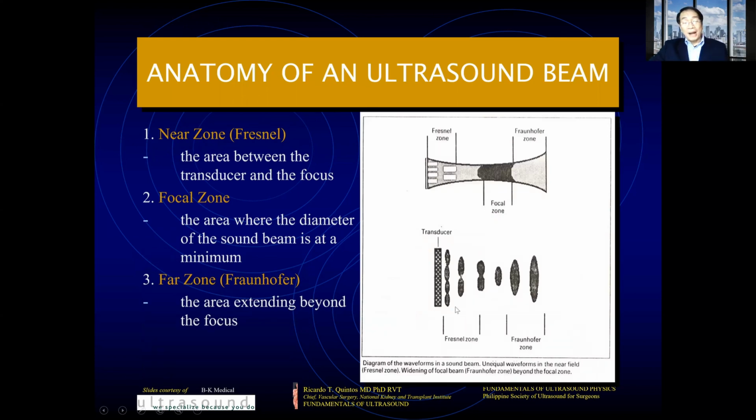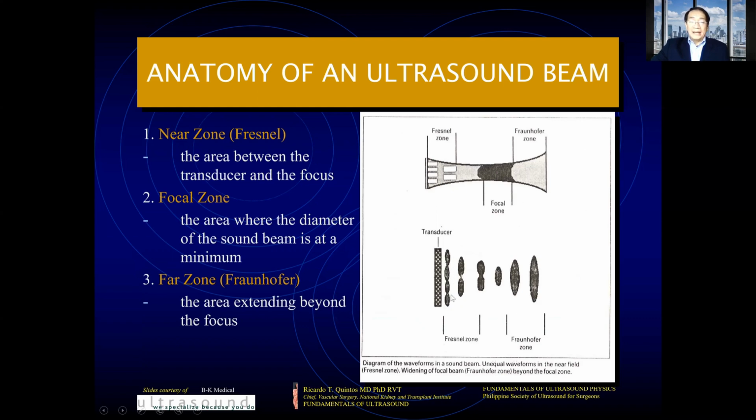This is why we need to put structures or organs of interest at the focal zone, or at least closer to the near zone. The near zone, or what we call the Fresnel zone, is the area between the transducer and the focal zone. The focal zone is where the diameter of the sound beam is at a minimum, and that is where there is very clear resolution. And the far zone is the area extending beyond the focus. This far zone, or the Fraunhofer zone, will offer you only very low resolution.